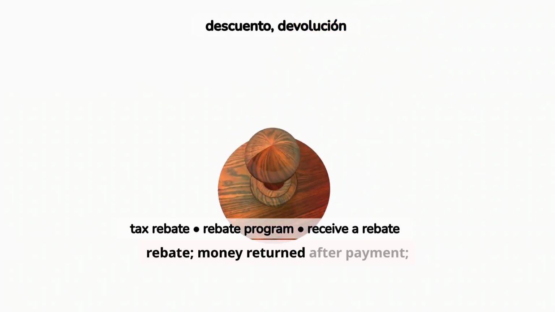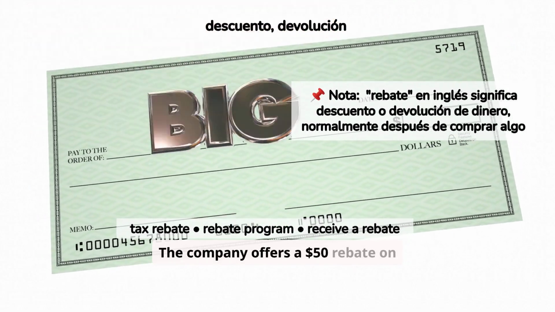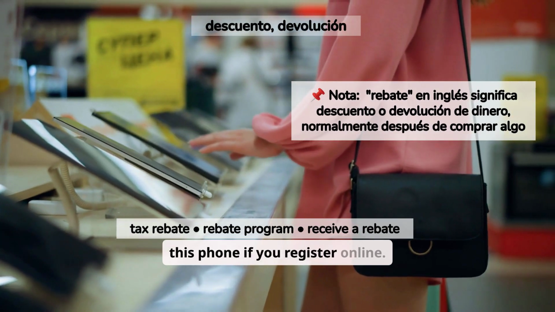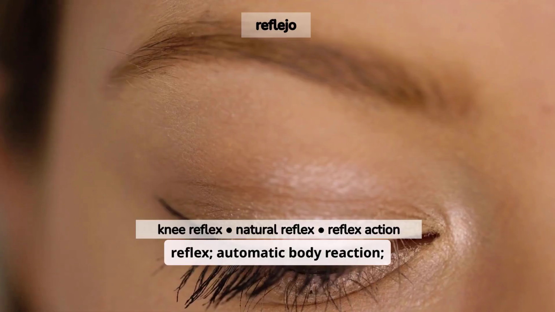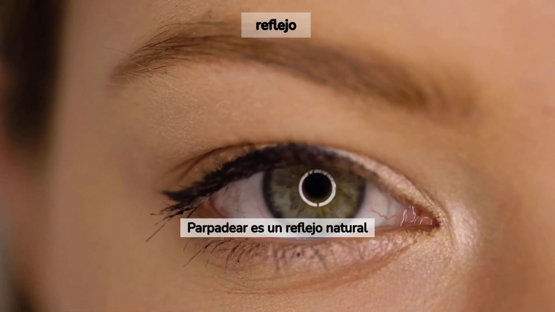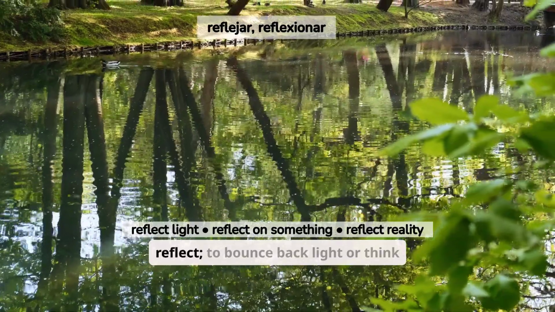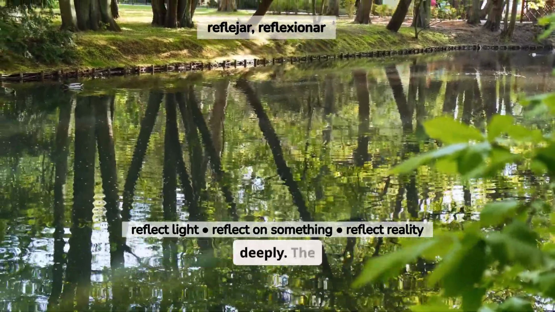Rebate. Money returned after payment. The company offers a $50 rebate on this phone if you register online. Reflex. Automatic body reaction. Blinking is a natural reflex. Reflect. To bounce back light or think deeply.